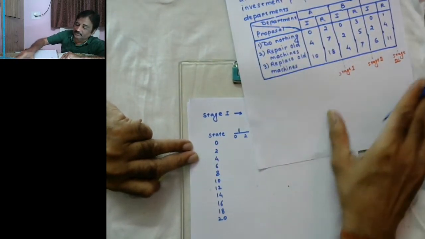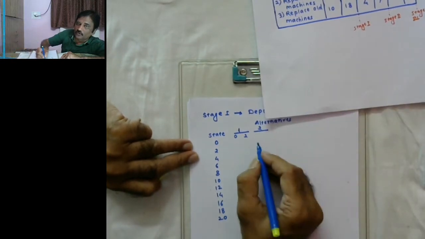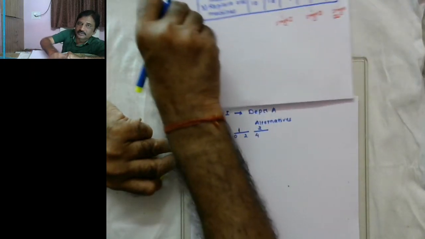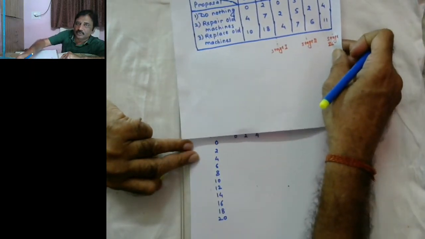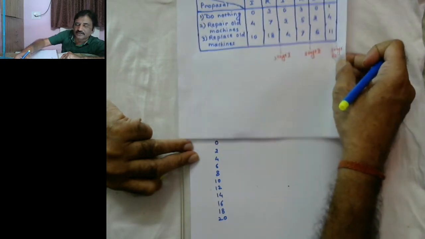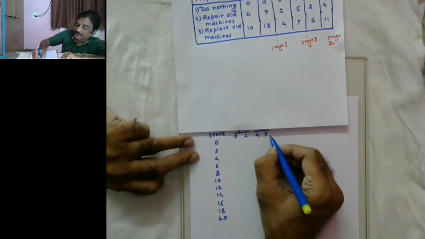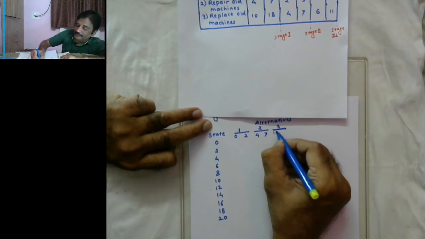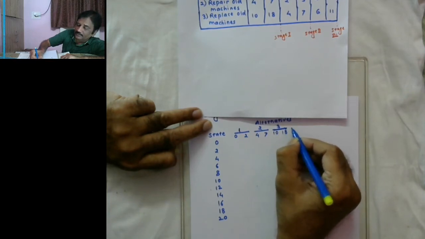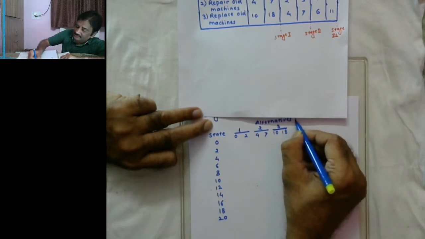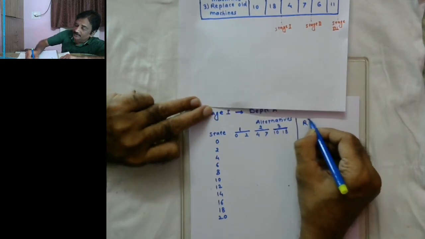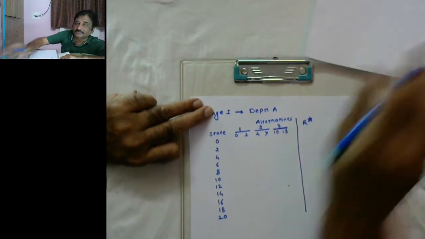So this is what I have to write in the alternatives. 4 crore and, let the figures be in front of you, 4 crore and 7 crore is the return. Then third alternative is invest 10 crore and return 18 crore. Right? And lastly, as we have seen in our earlier implementation of dynamic programming, you will be needing to find optimal return, right? R star.